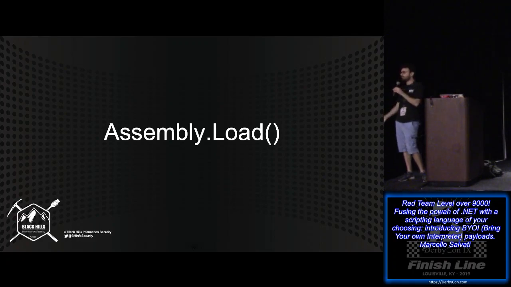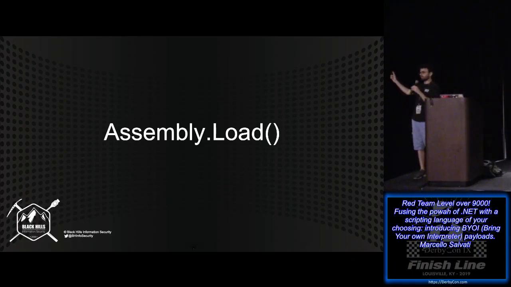Assembly.Load. Assembly.Load is magical because you throw it a byte array of a .NET assembly, right? And it'll just take it and say, yeah, that's great, I'll load it into memory, and now all of a sudden you have access to all of the code that you wrote in your .NET assembly. And remember what I said before, right? How do you get a .NET assembly? You just compile your C# code into a DLL or executable, okay?